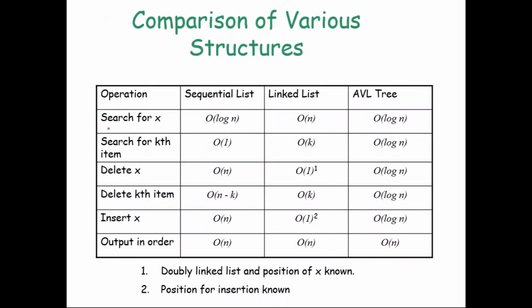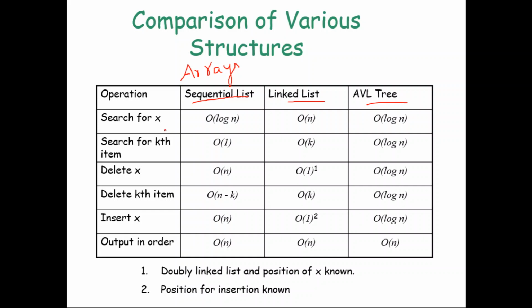So these are some comparisons of various approaches. Here we are comparing three data structures: one is the sequential list, then the linked list, and then the AVL tree. Sequential list is nothing but arrays, and the linked list we have discussed, and this is the AVL tree.